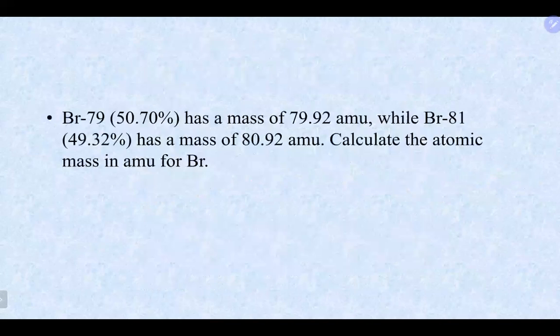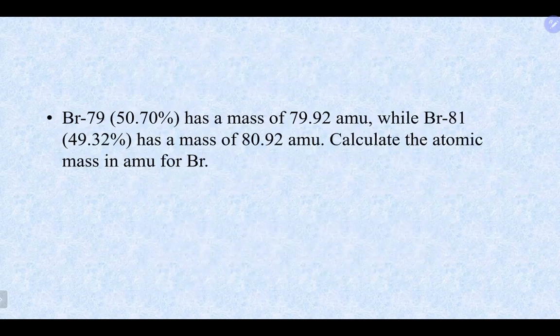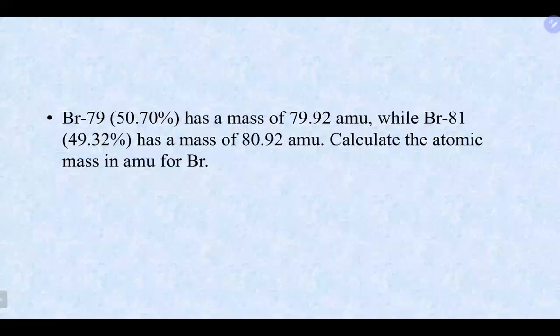So why don't you try one here? What is the atomic mass of bromine, if bromine 79 is 50.7% and bromine 81 is 49.32%? So take a minute or two to see what you come up with.